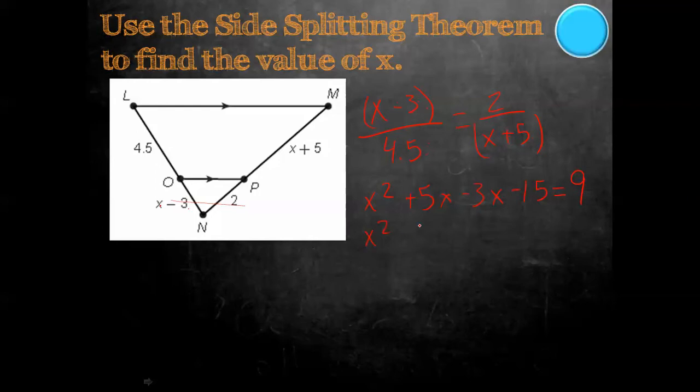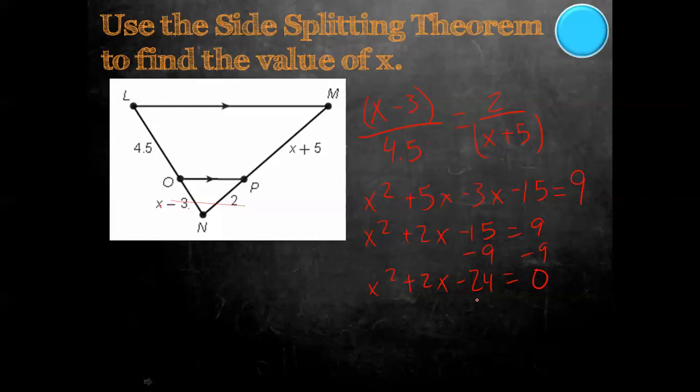So now we have x squared. 5x minus 3x is 2x. Minus 15 equals 9. So I'm going to minus 9 from both sides. So I get x squared plus 2x. And then I'm going to take negative 15 minus 9, which is negative 24, equals 0.